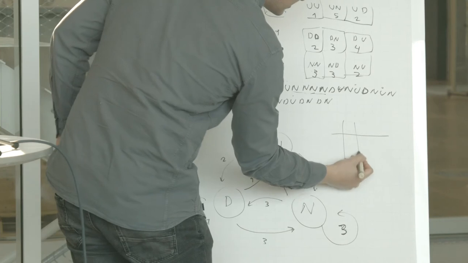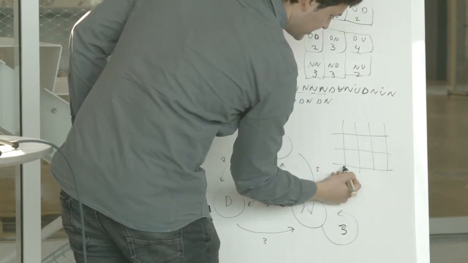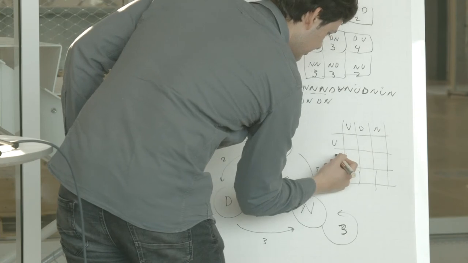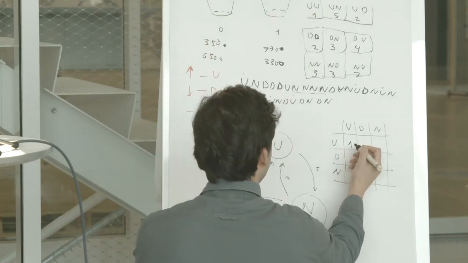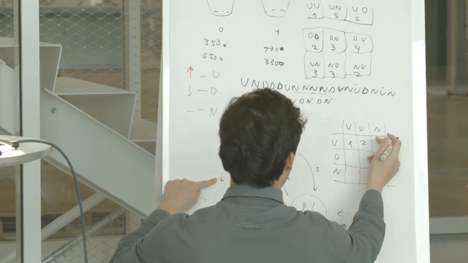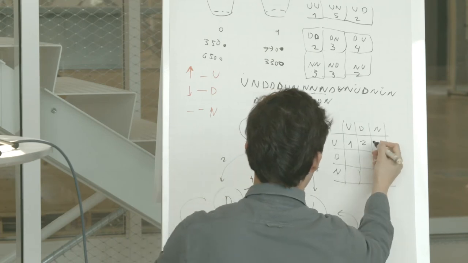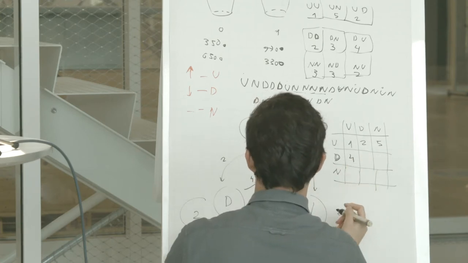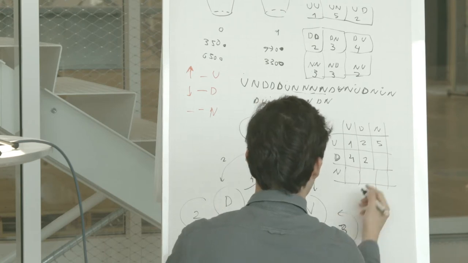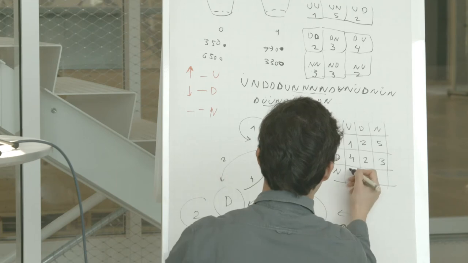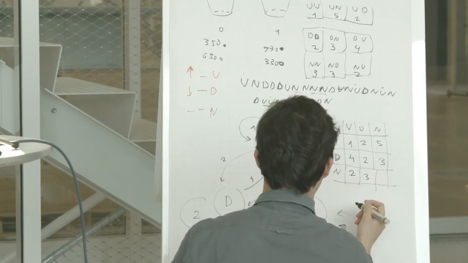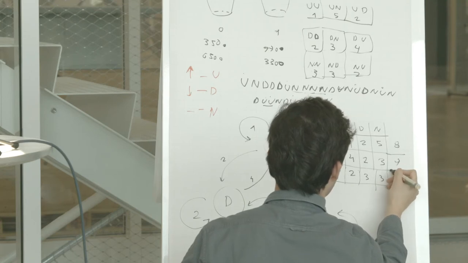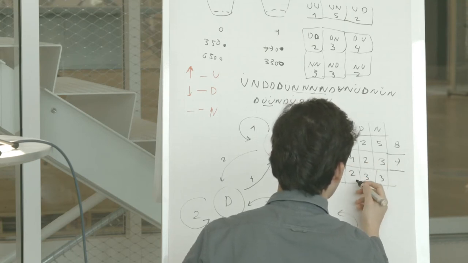To represent probabilities, we have a table like this. U, D, N. U to U once, U to D twice, U to N five times. D to U four times, D to D two times, D to N three times, N to U two times, N to D three times, and N to N three times. In total, 5 plus 2 plus 1 is 8. And 9.